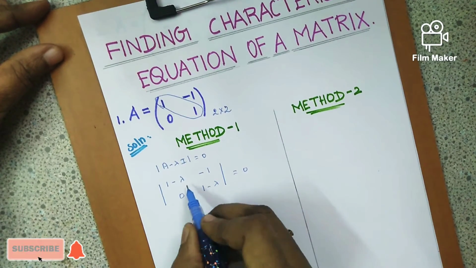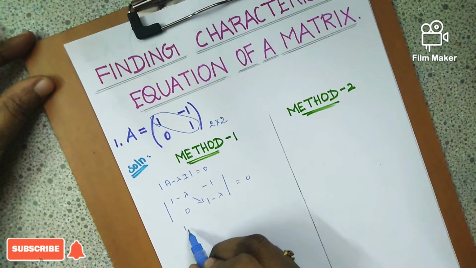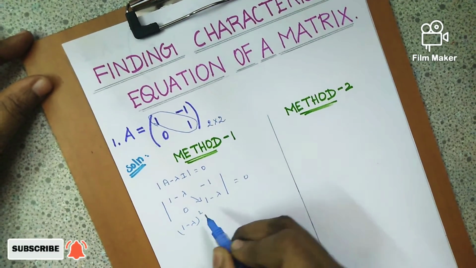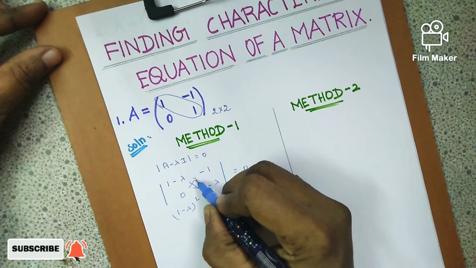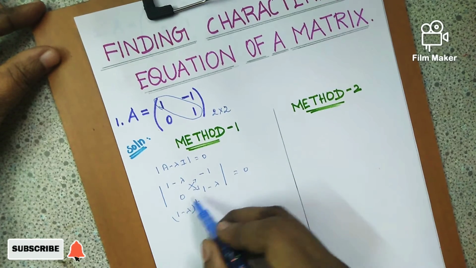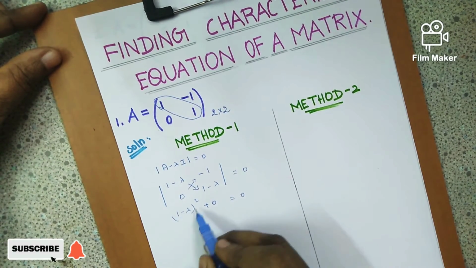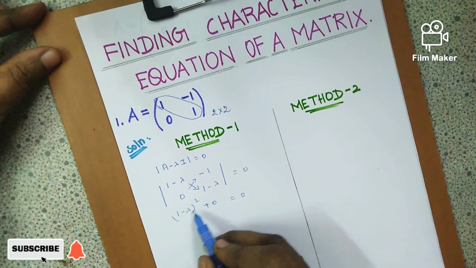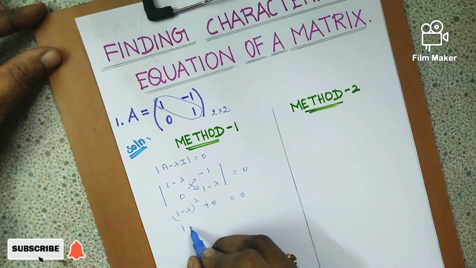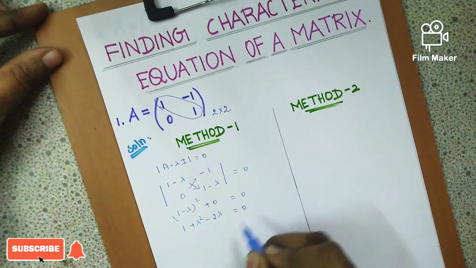Now we have to expand this. We have to multiply in this direction first. So 1 minus lambda the whole square. When you are multiplying in the upward direction, we have to change the sign. Here it is minus 0 actually, so we have to change the sign. It is 0, which is equal to 0. Then this is of the form a minus b the whole square. So 1 square plus lambda square minus 2 lambda equal to 0.